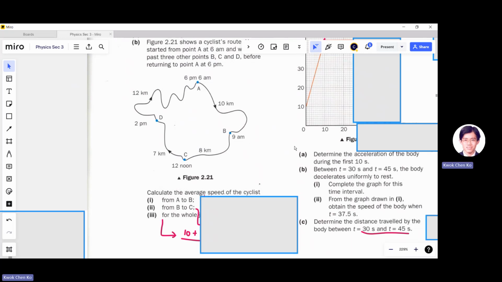For the whole journey, total 10 km plus 8 km plus 7 km plus 12 km. Total time 12 hours.